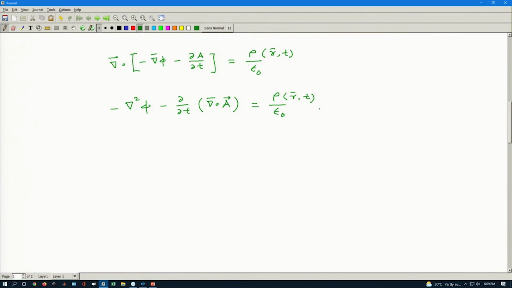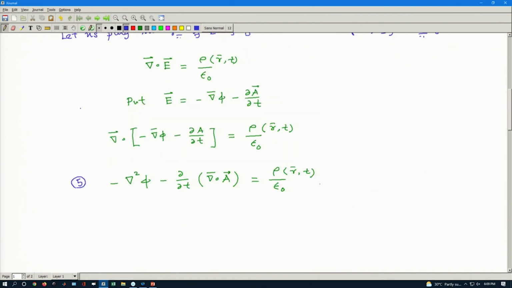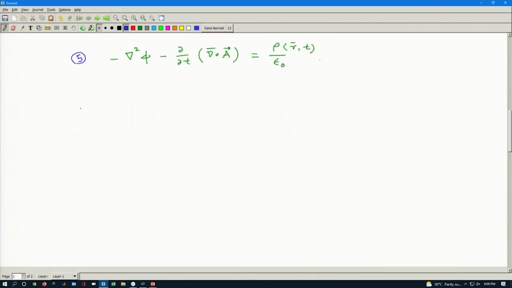That is one equation we are having, that is all. Okay. So, let me say this is equation 5. What is the other equation that I like to exploit here? The other equation is this one.